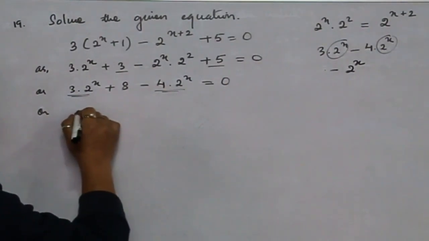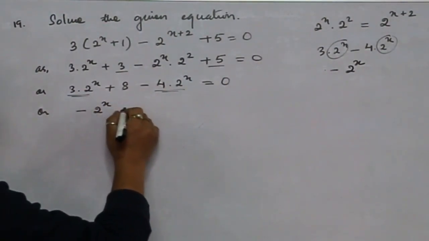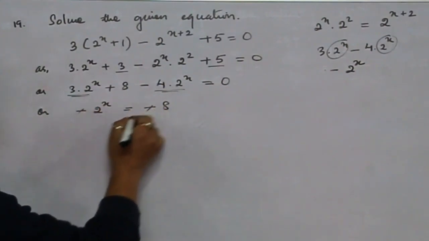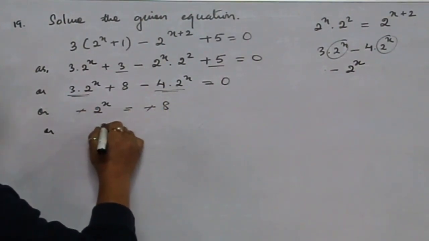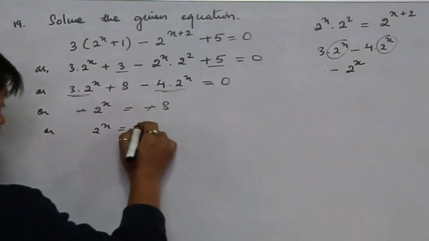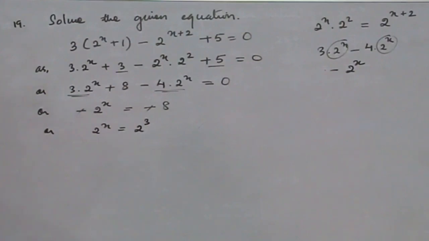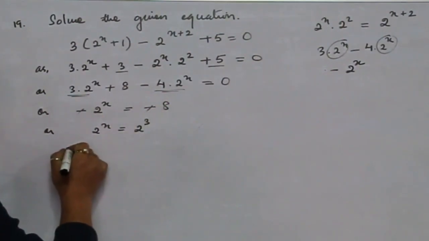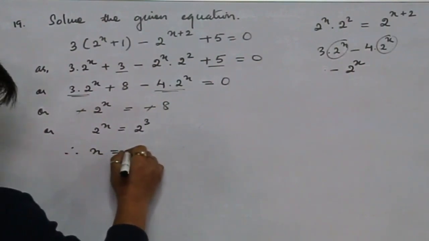So from here we get minus 2 to the power x is equal to 8 will go to the other side, minus 8, minus minus will get cancelled. 2 to the power x is equal to 8. So we have to make the same base, so we write the power of 2. 2 to the power 3 is 8. Therefore x is equal to 3.